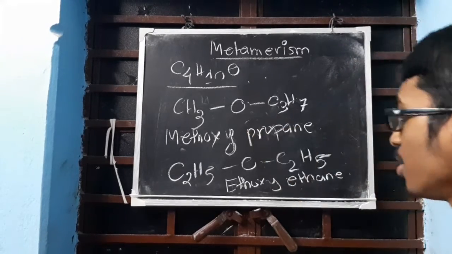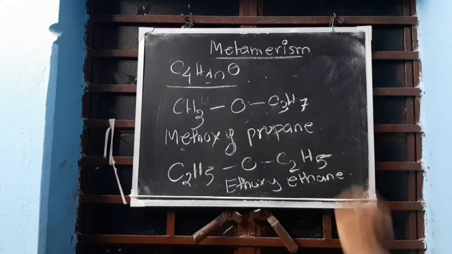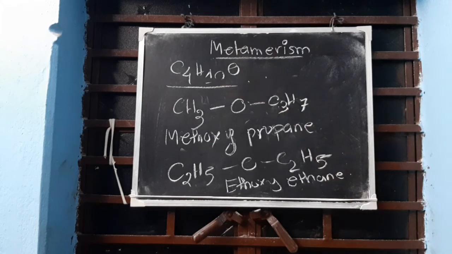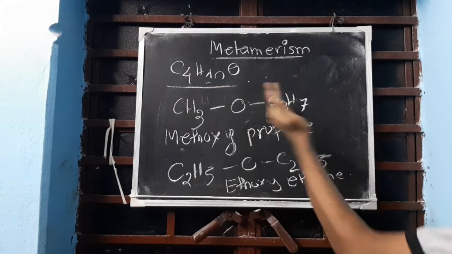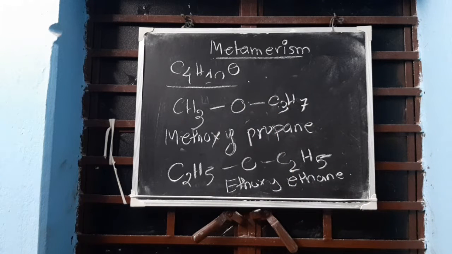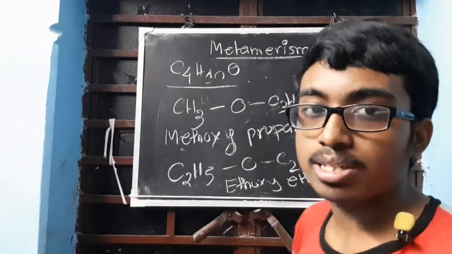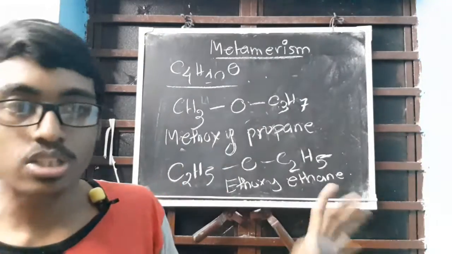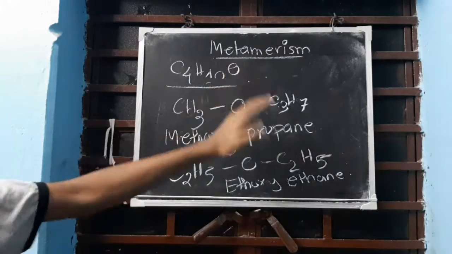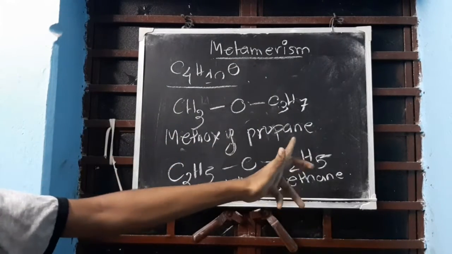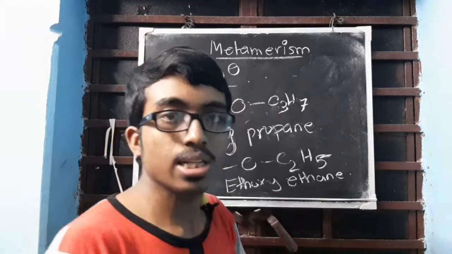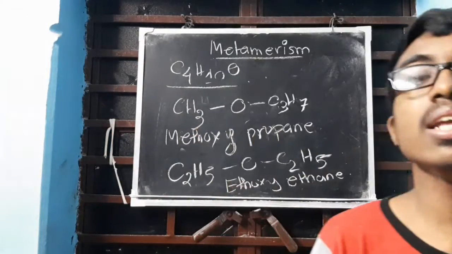This is ethoxyethane, this is also correct. The formula is also the same, but the distribution is unequal. The distribution is different. These are isomers, these are metamers. Clear? Metamers. The distribution of alkyl radical on either side is different, due to which isomers arise. This is called metamers, where the alkyl radical on either side is distributed unequally.